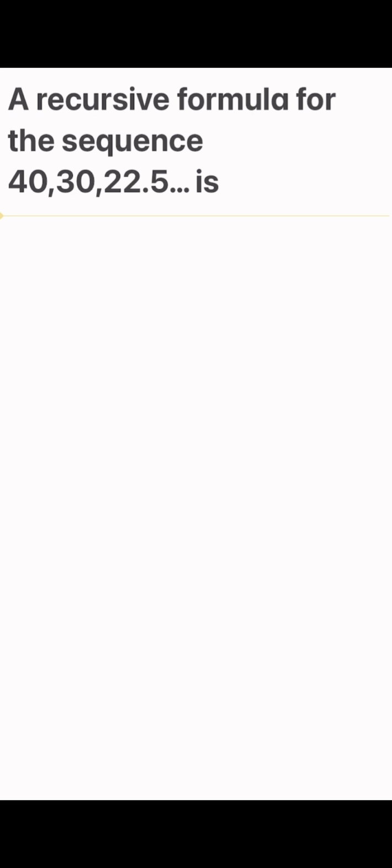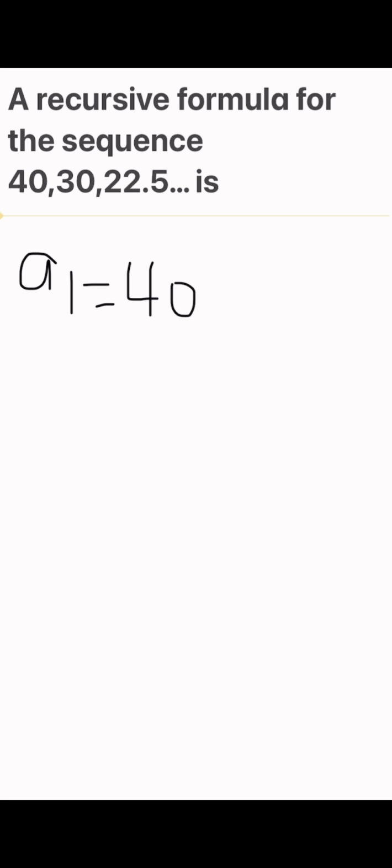For the recursive formula, we always have to start with the first term. And here it will be 40. So we will do this, a sub 1 equals 40. This annotation means a sub 1. It just means the first term. And as we can see in our series, 40 is our first term.